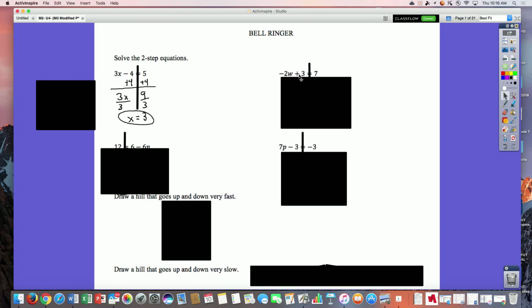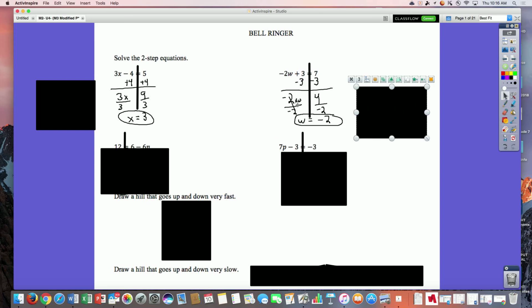First thing I do, opposite of a positive 3 is a negative 3. I'm going to subtract 3 from both sides. That leaves me with just negative 2w on this side. 7 minus 3 is 4. Then I'm going to divide this side by negative 2. W equals negative 2. Put that back in the equation to check it. Negative 2 times negative 2 is positive 4. Positive 4 plus 3 is 7. Check.